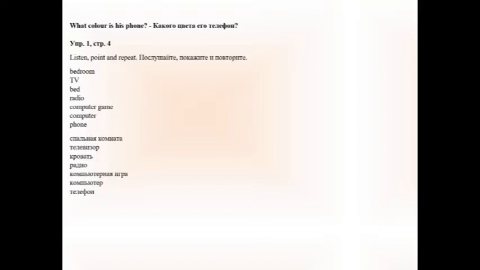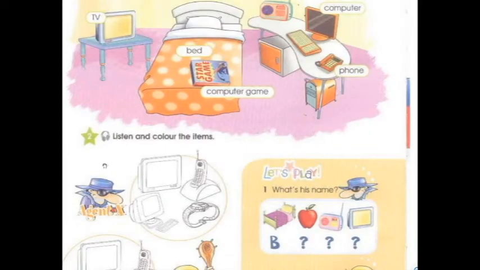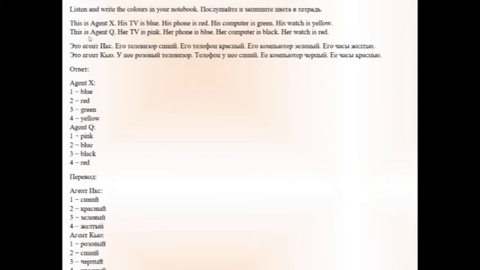Boys and girls, we must do exercise number 3. Now ask and answer. А теперь спроси и ответь. What color is his TV? Blue. The answer. What color is his phone? Red. What color is his computer? Green. What color is his watch? Yellow. What color is her TV? Pink. What color is her phone? Blue. What color is her computer? Black. What color is her watch? Red.